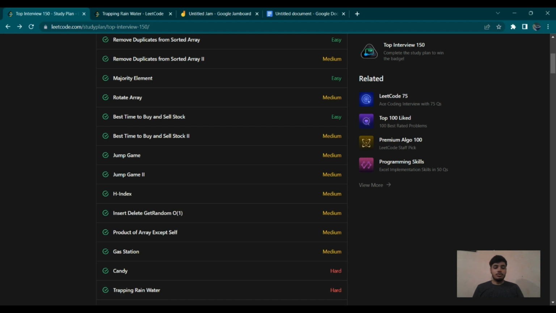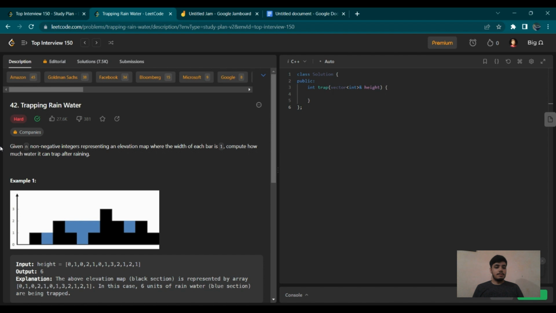Now, today we are going to do the next question in this series, and the question is trapping rainwater. So, let's read this question. It is given that there are n non-negative integers representing an elevation map where the width of each bar is 1. Now we have to compute how much water it can trap after raining.